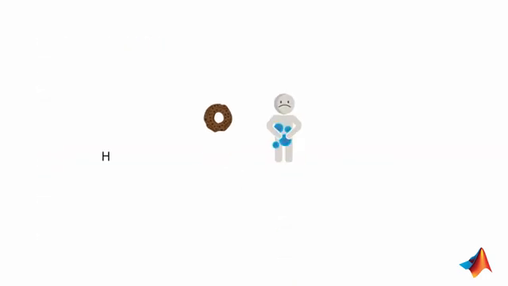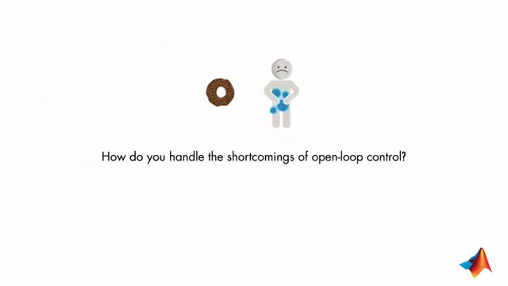So the question is, how do we handle the shortcomings of open loop control? We'll answer this question in the next video where we'll discuss feedback control.